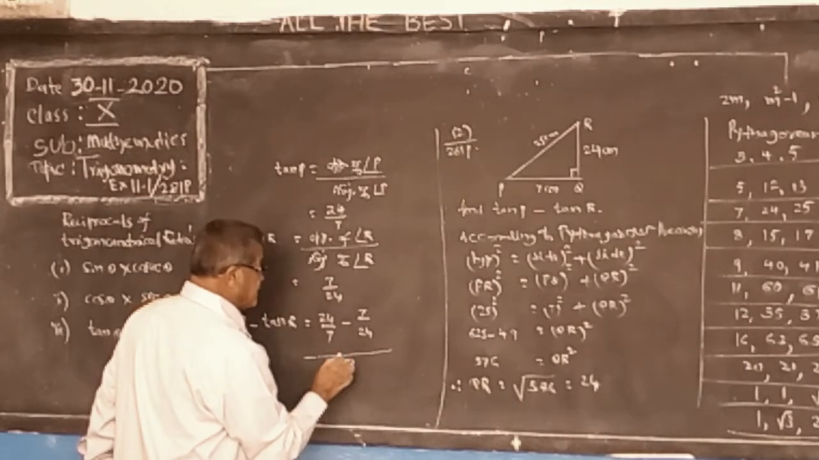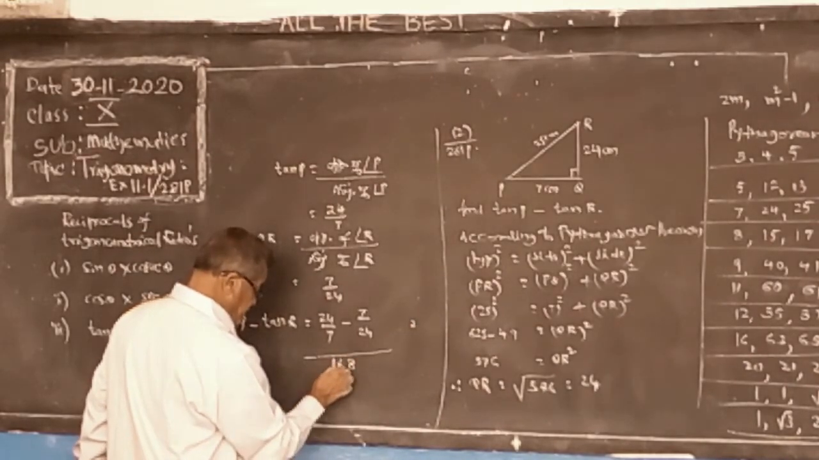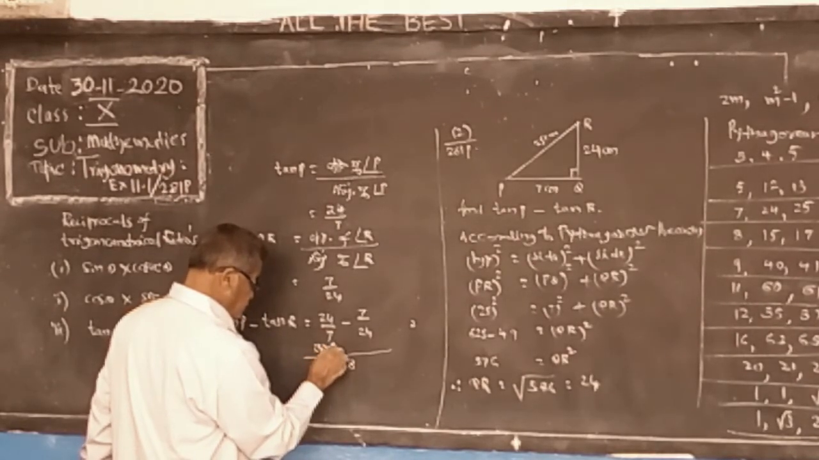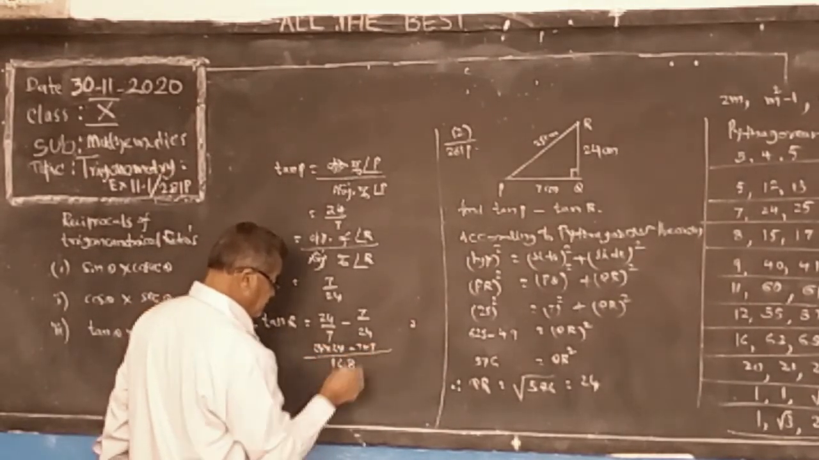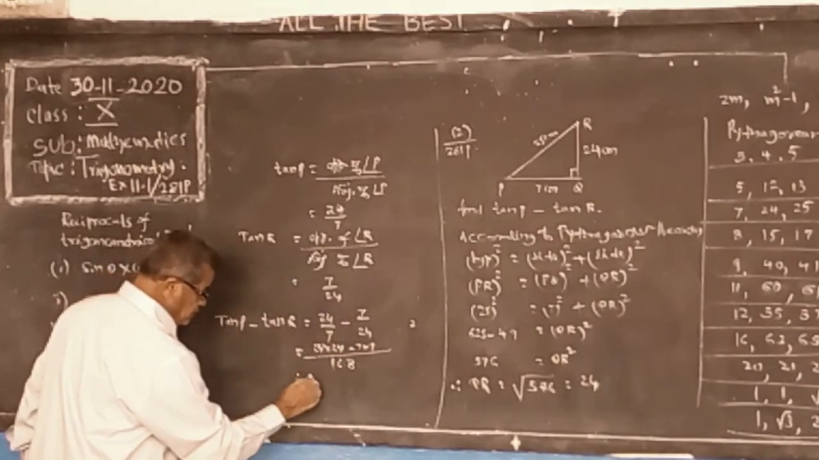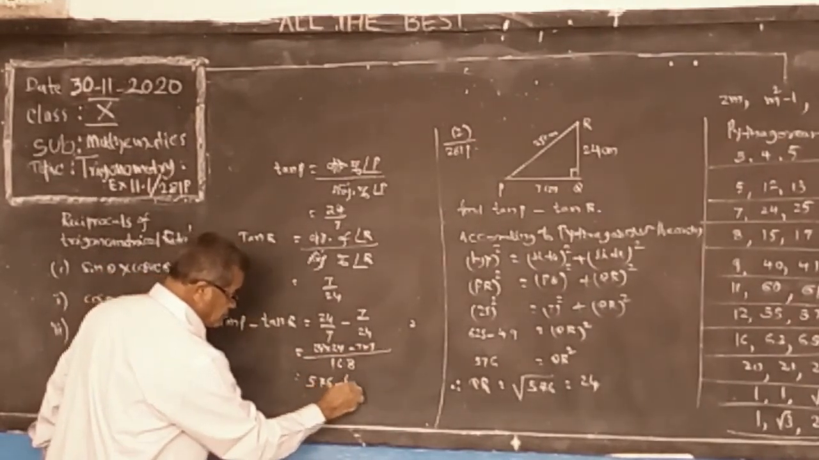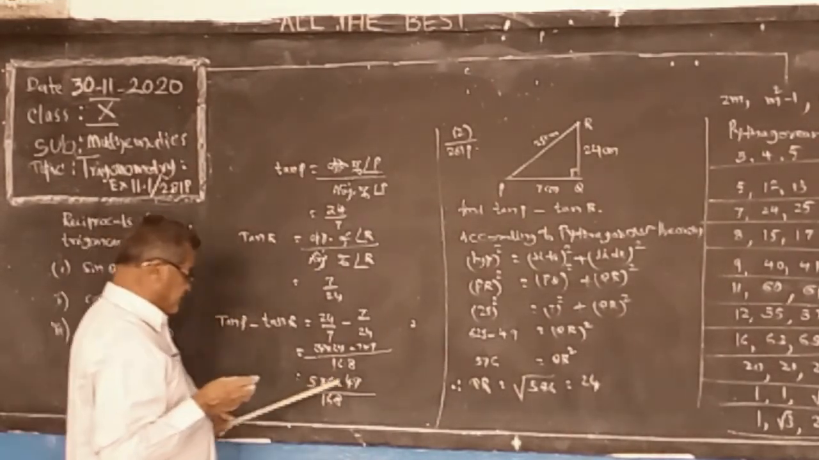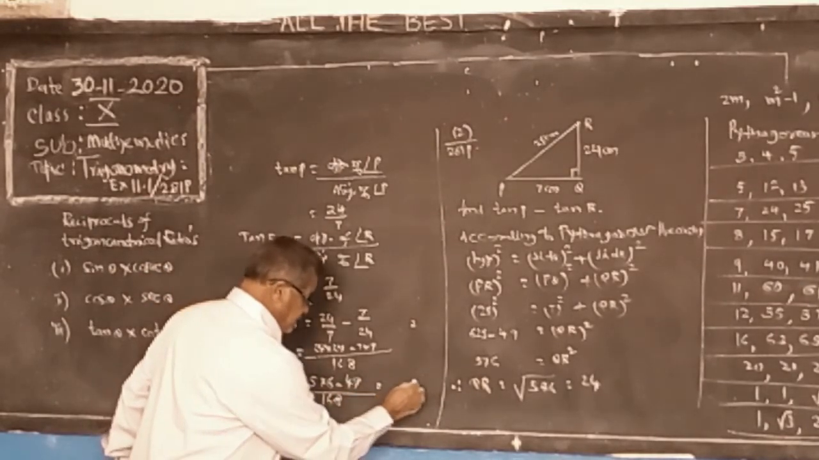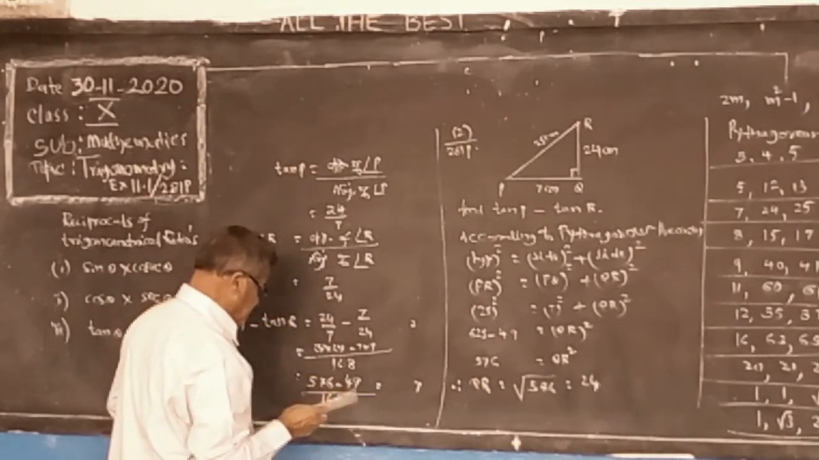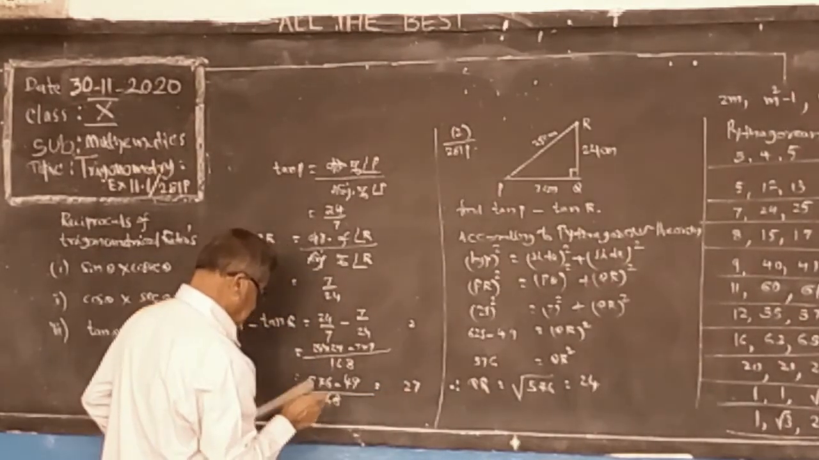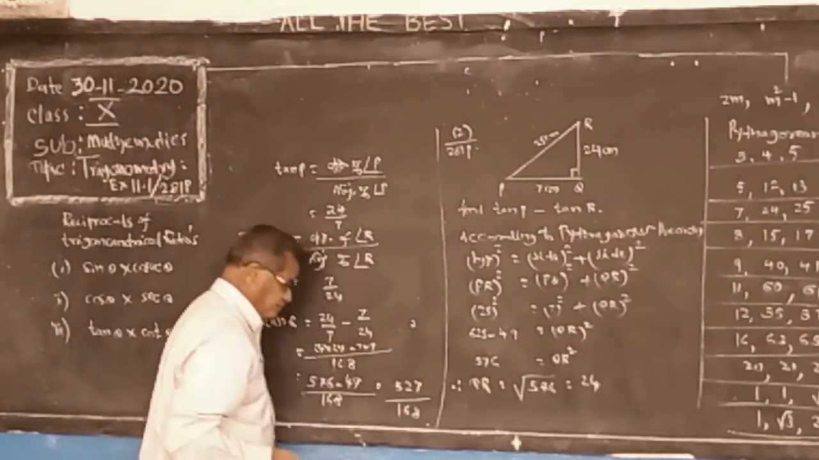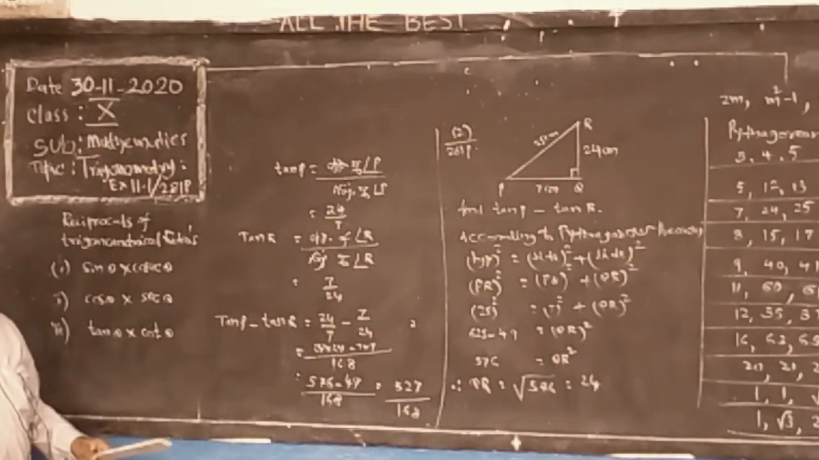The common denominator is 168. Numerator: 24 into 24 minus 7 into 7, that is 576 minus 49, which is 527. So 527 by 168. This is the answer: tan P minus tan R.